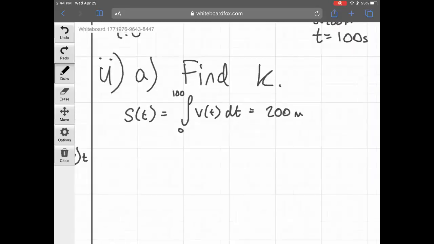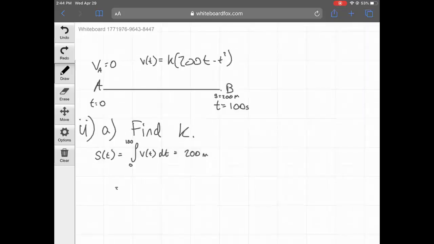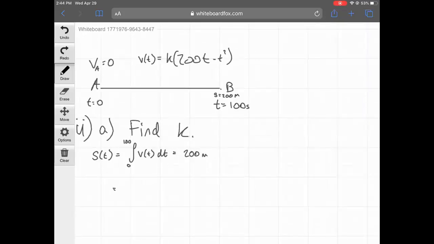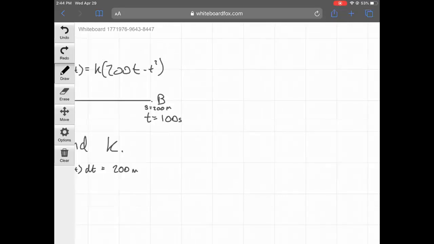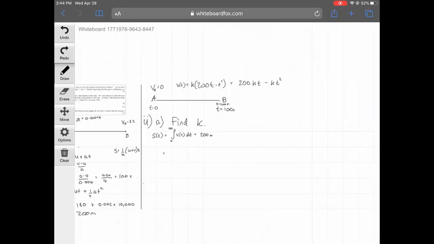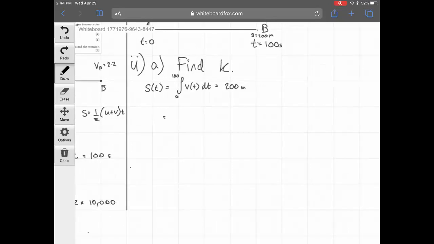So I want to try and sketch this function first, because I've got a sneaking suspicion that it won't be as easy as that. So let's just expand out this bracket. We've got 200 kt minus kt squared. If it's a minus, that's going to be an inverted parabola. So I'm going to sketch the function before I do anything else. And I don't always recommend doing that.